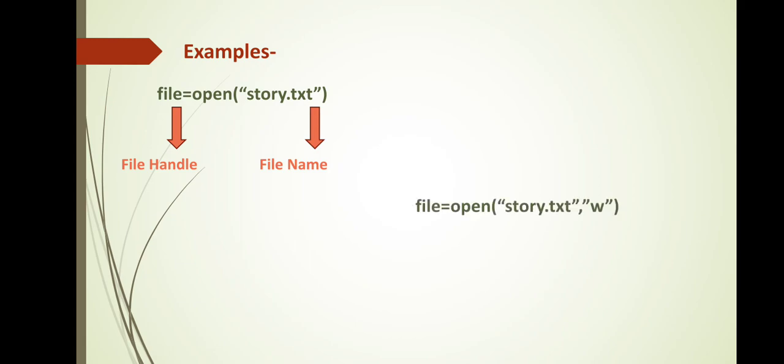Another example. Now I have written file is equal to open story.txt, w. The word file is the file handle, just like the previous example. Story.txt is the name of the file, specified without path. And the second argument is w, that is the file mode. Now this is your writing mode. I am not taking up the default mode, but I am taking up another mode, that is write mode, because I want to write into the file.